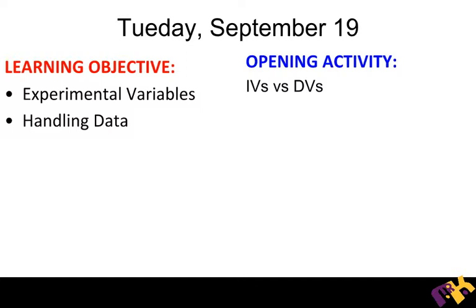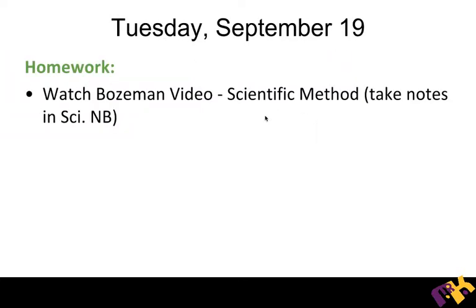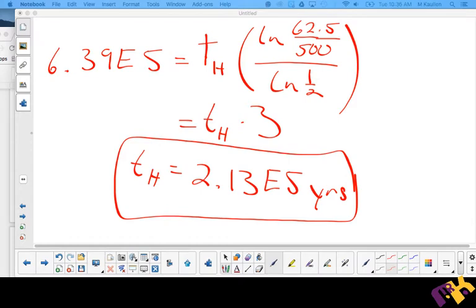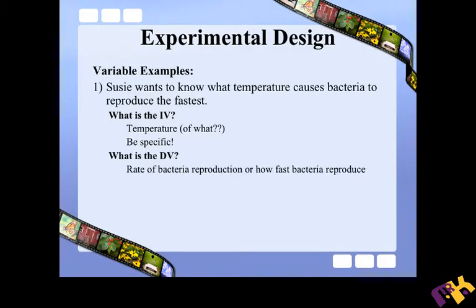All right, so yesterday we looked at variables. We were asking what the IV and DV are for this example with Susie. Whoops, I need to switch my screen. There we go. We'll get to the homework later. Okay, this is what we were looking at.